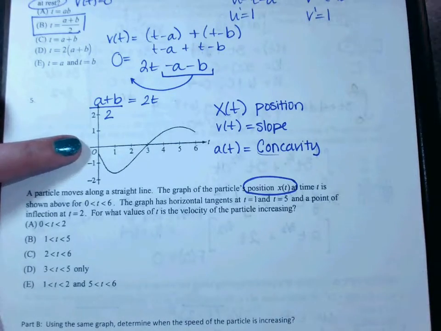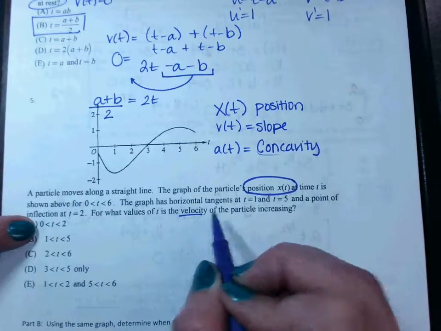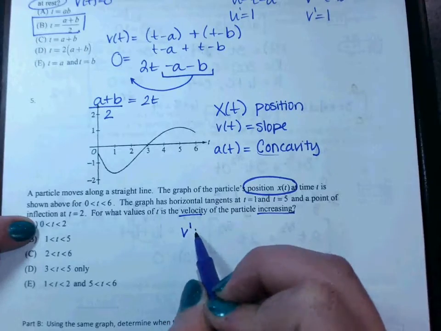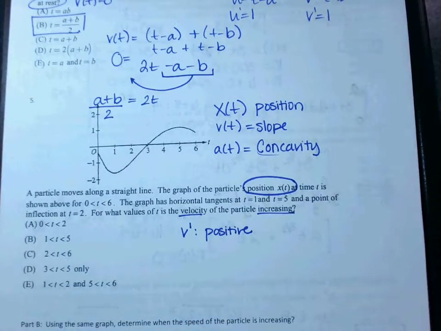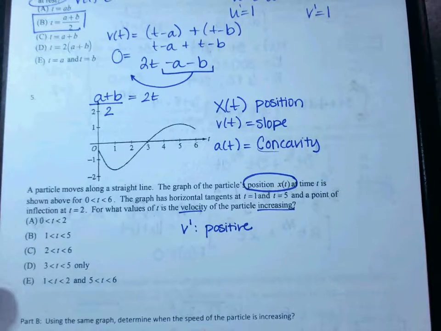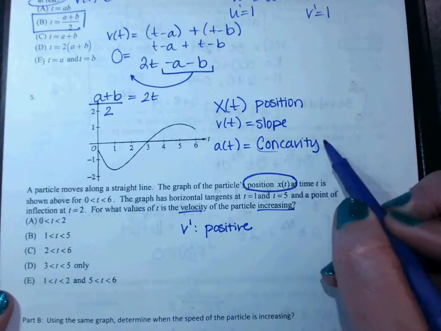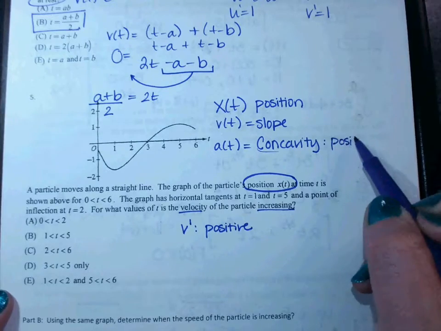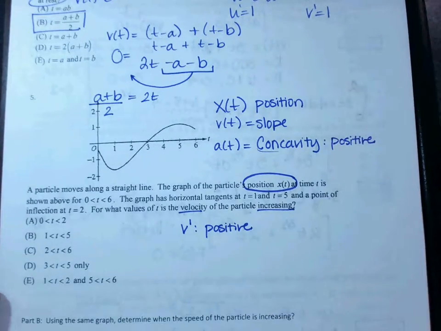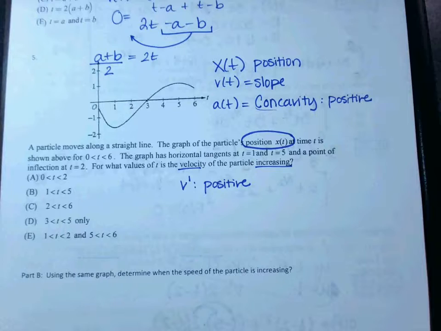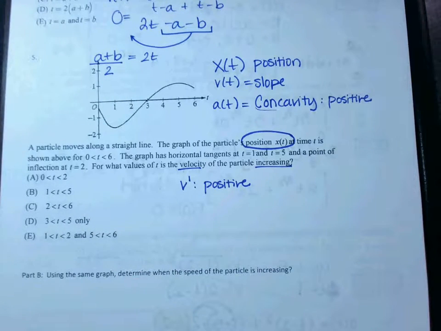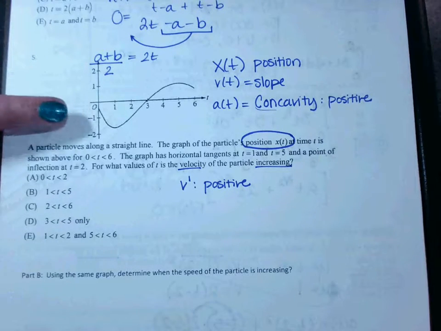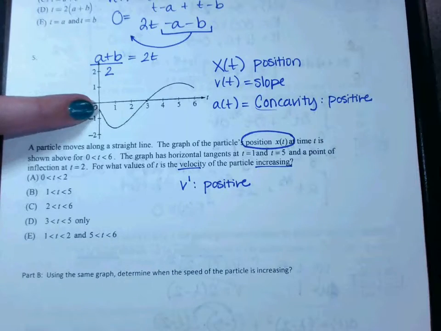Think about it: if I want velocity increasing, then I want v prime to be positive. What is v prime the same as? Acceleration. So what do I want? I want a positive concavity. Think through that one more time if you need to. For velocity to be increasing, v prime has to be positive, and v prime is the same as acceleration. In my graph, acceleration's concavity. Where are we concave up?